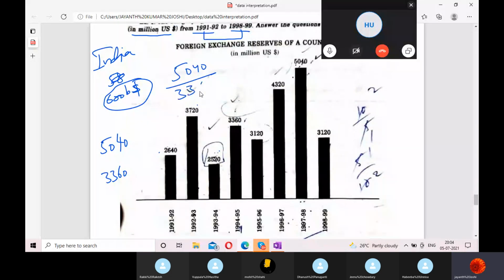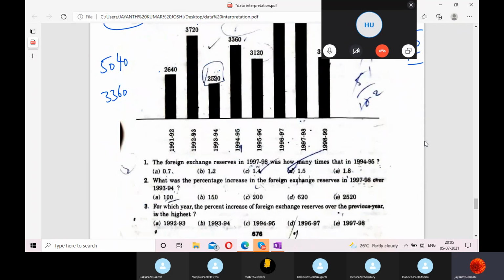5040 divided by 3360. You make them decimal points: 50.40, I'll take 50, and 33.60, I'll take 34. Any problem? Anyone has got any problem? Please tell me. There is no issue now. Correct? Now 50 by 34 is how much? In fact, 5 by 3 is how much? 1.6 something I am getting. Correct? Please tell me.